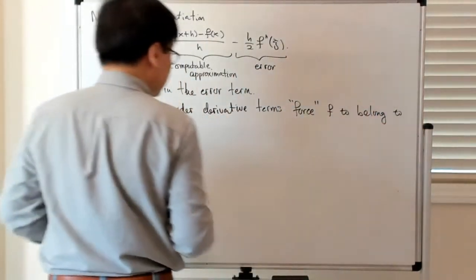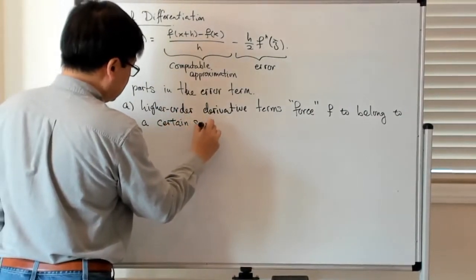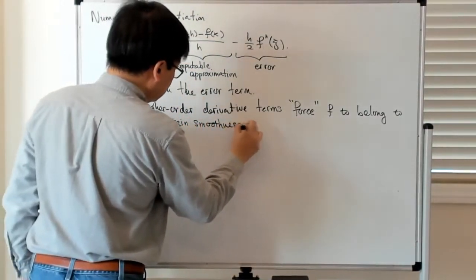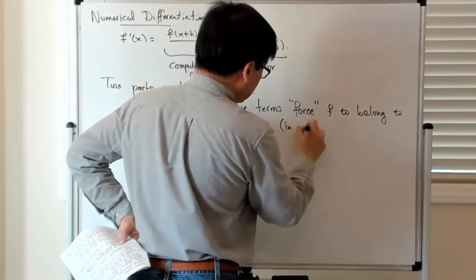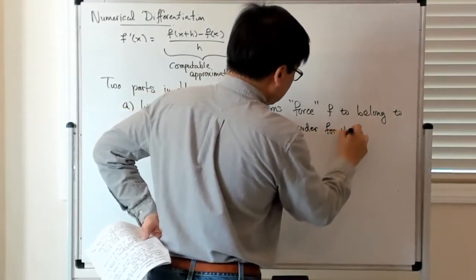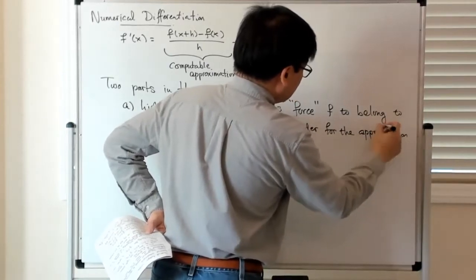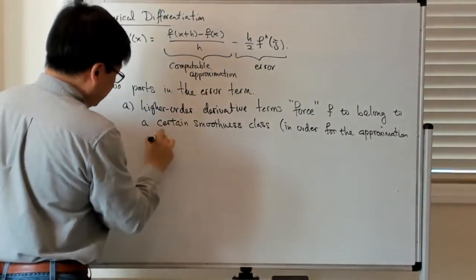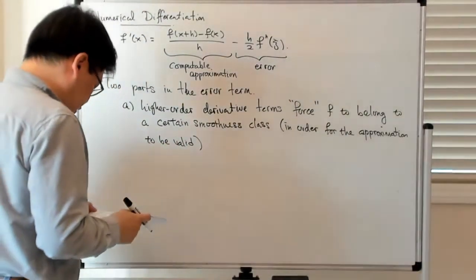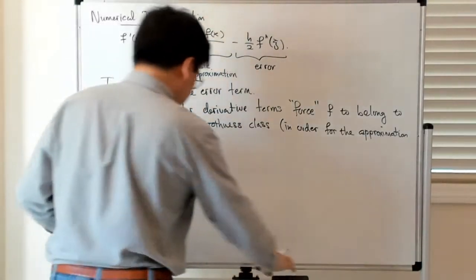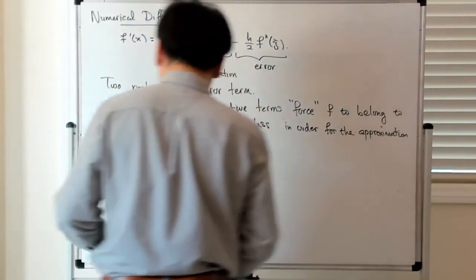Okay, so these higher order derivative terms sort of force, in a sense, f to belong to a certain smoothness class, at least in order for the approximation to make sense, in order for the approximation to be valid, if you will.